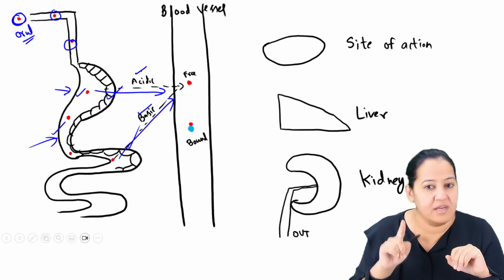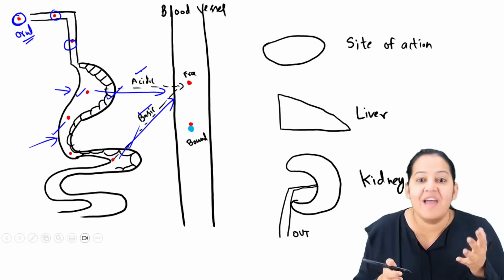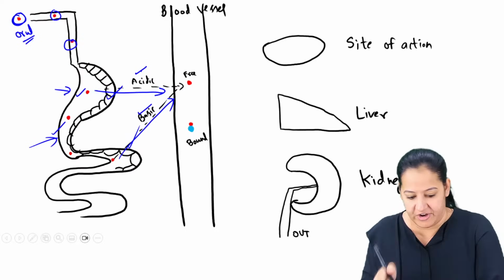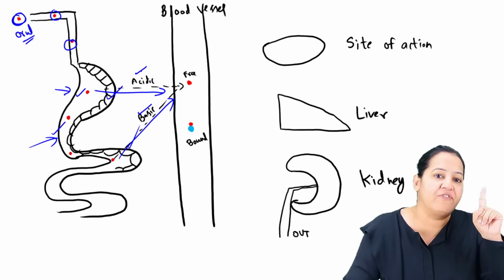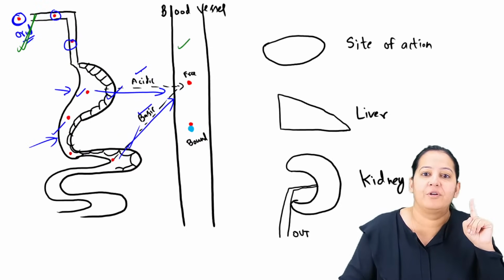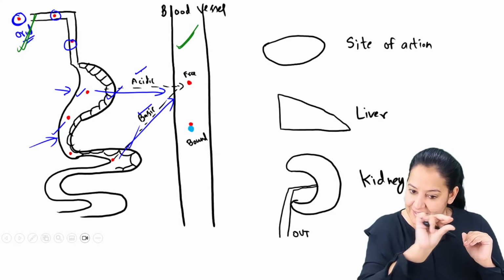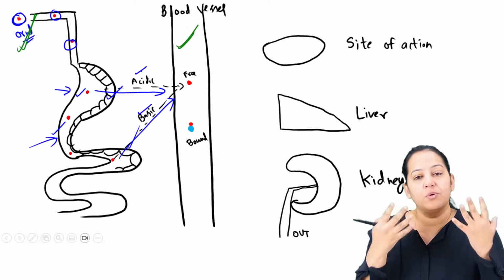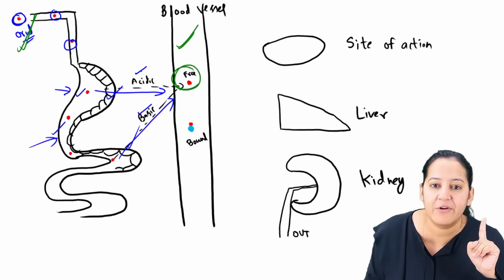Now, whatever the drug is, acidic or basic, ultimately it gets absorbed. What do you mean by absorption? Absorption is the transfer of drug from the site of administration to the blood, that is, circulation. This transfer from administration to circulation is known as absorption. So when the drug gets absorbed, it means it reaches the blood.